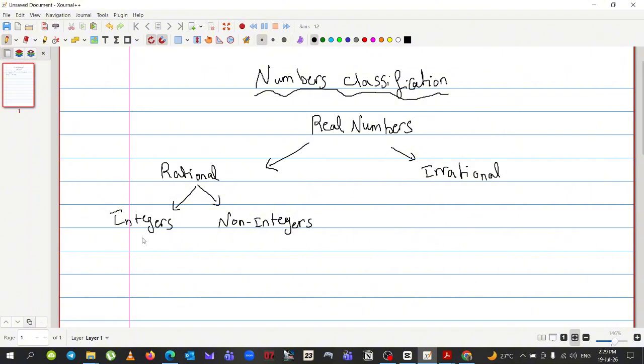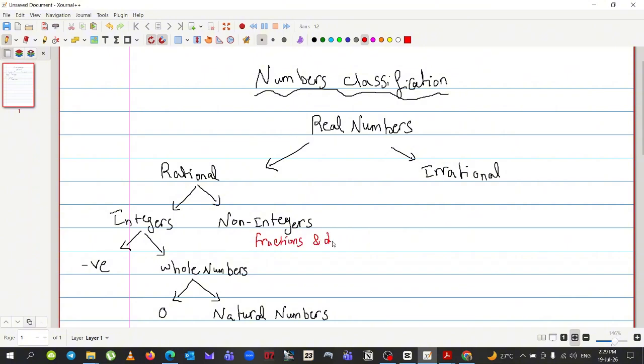The integers involve the numbers that are negative and whole numbers. The whole numbers involve the numbers that are 0 and natural numbers. The non-integers are like the fractions and decimals. Fractions and decimals.